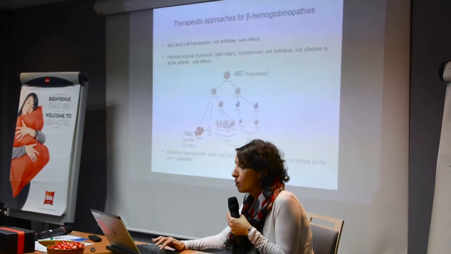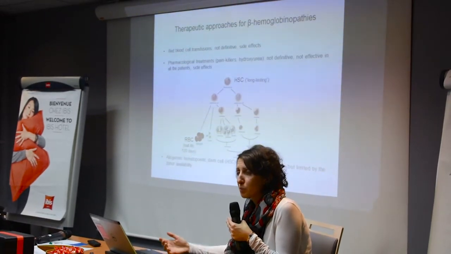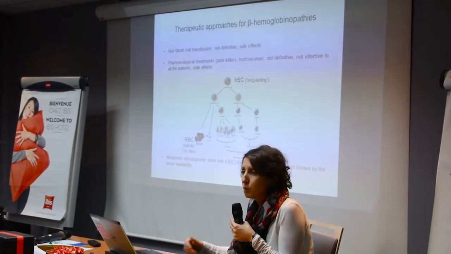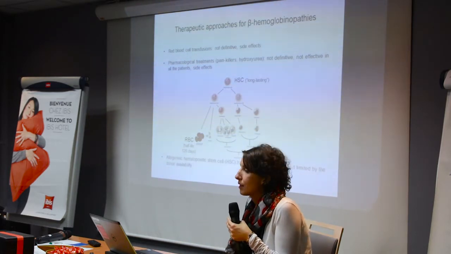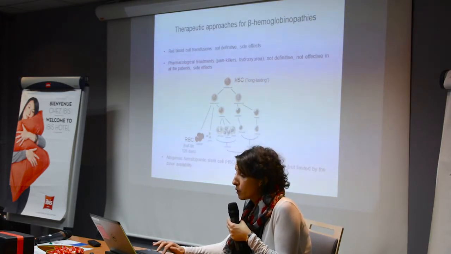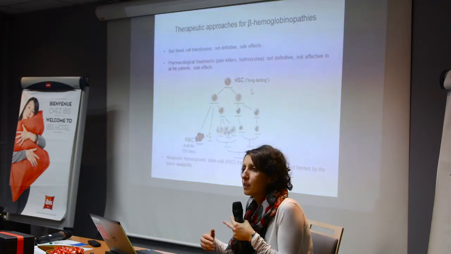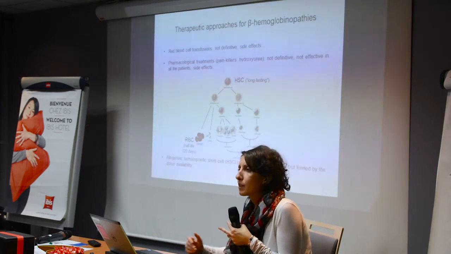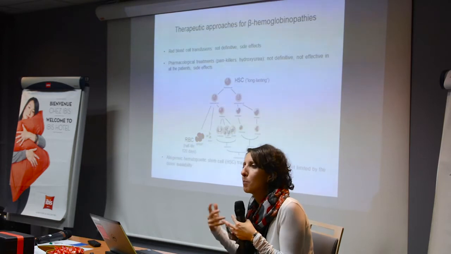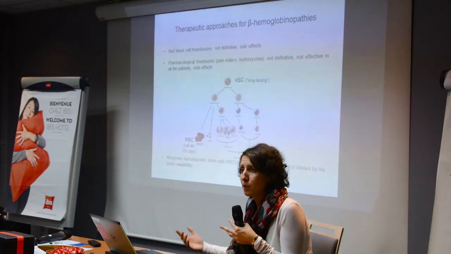And there are also several pharmacological treatments, but these are also for sure not definitive, and moreover they are not effective in all the patients, and they have many side effects. Therefore, of course, the only definitive therapy would be the bone marrow transplantation, which means that we get rid of the hematopoietic stem cells of the patient, which are genetically defective, and then we replace them with the hematopoietic stem cell coming from the bone marrow of a normal donor.